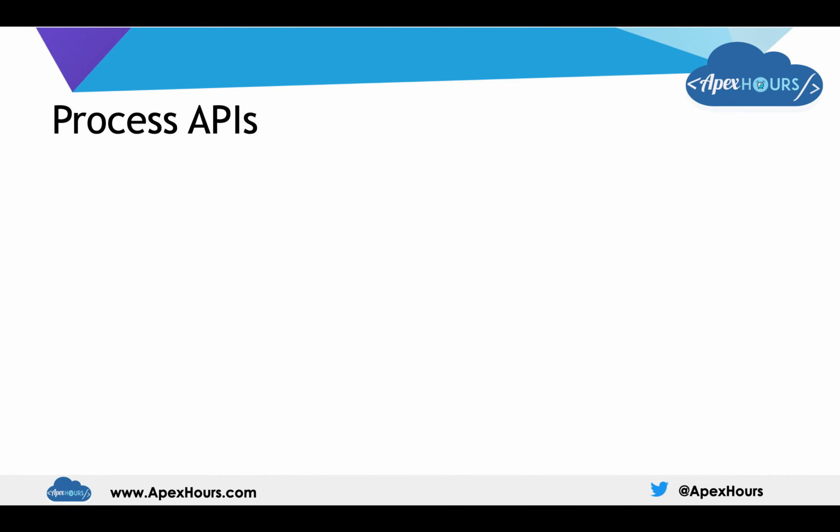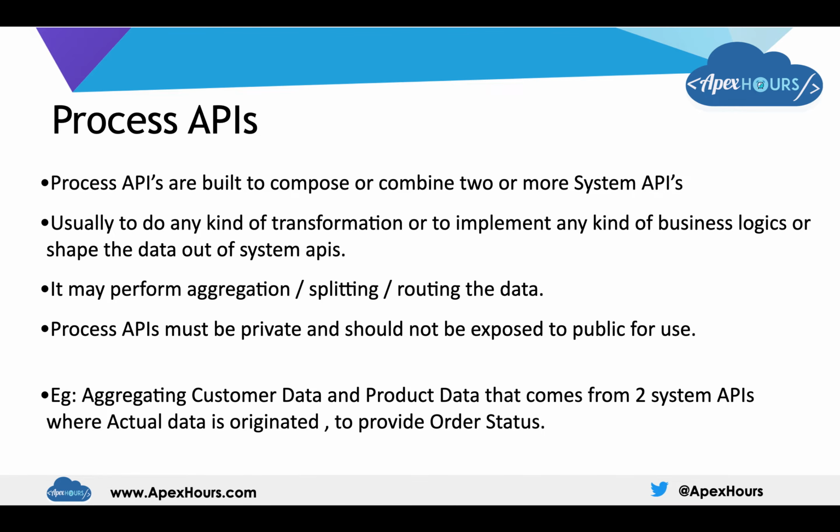Now coming to the next layer, it's very simple. If you understand in an easier manner, it will be easy for you to understand. And process APIs. So what are process APIs? These process APIs are built to compose or combine two or more system APIs. So what does this process API contain? You are just calling the system APIs, but you will never have direct access to the systems like Salesforce or a database, because we already have our system APIs developed on top of those Salesforce or database or anything.